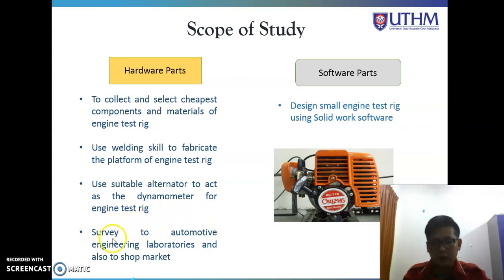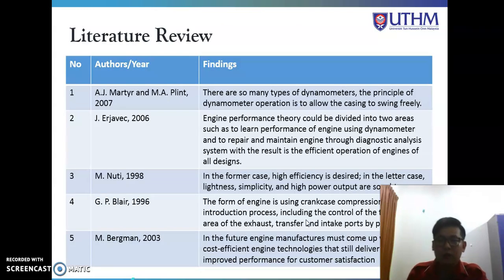And fourth, doing a survey of automotive engineering laboratories and also the shop market to seek a suitable 2-stroke engine. And the software part is to design a small engine test rig using SolidWorks software. And this picture is an example of the 2-stroke engine.